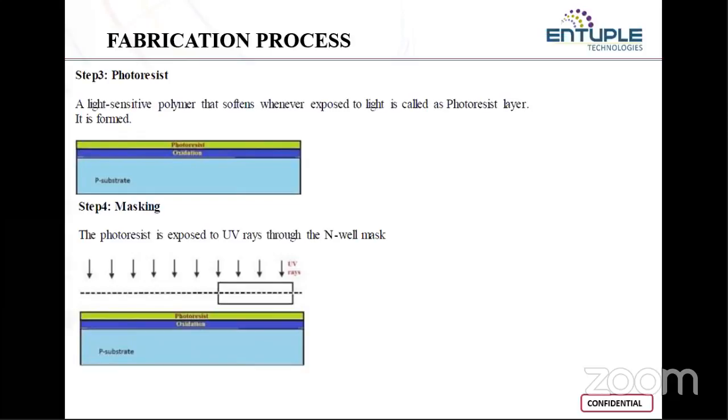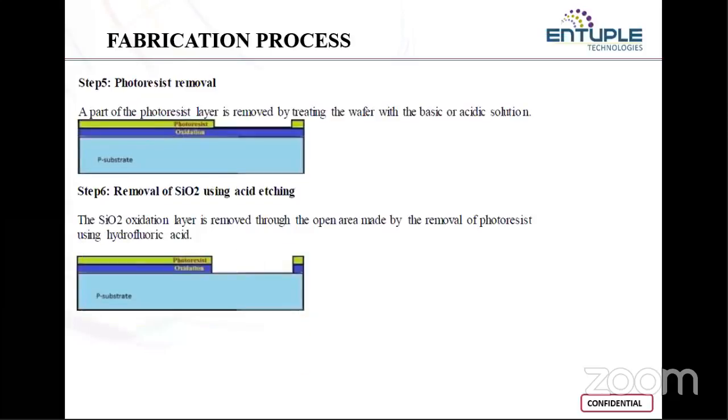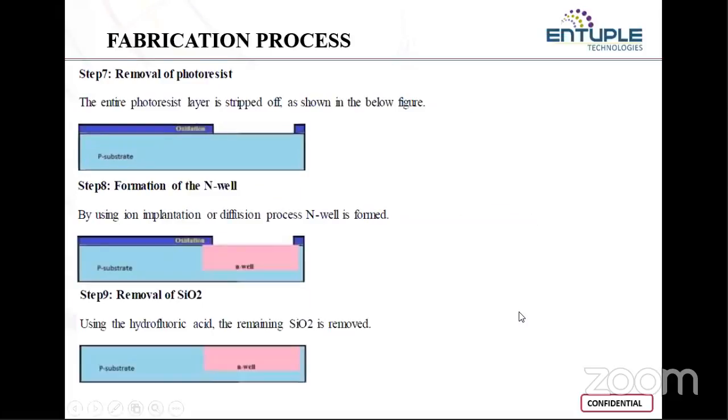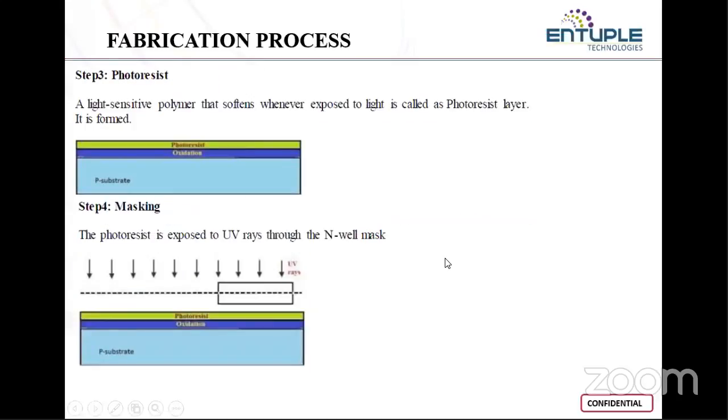Now we expose this photoresist layer to UV rays, so that we diffuse. We are trying to diffuse an n-type material, for example, a well, a small tub-like structure, which we can check out over here. This is the structure that we are trying to diffuse into the p-type material.